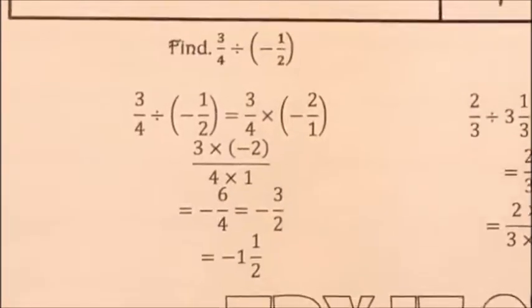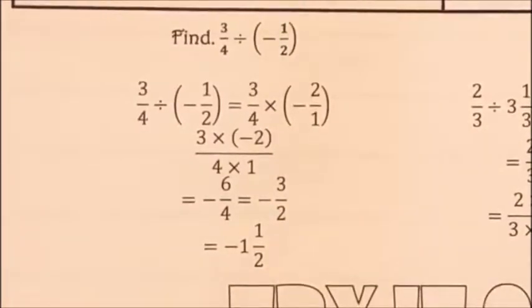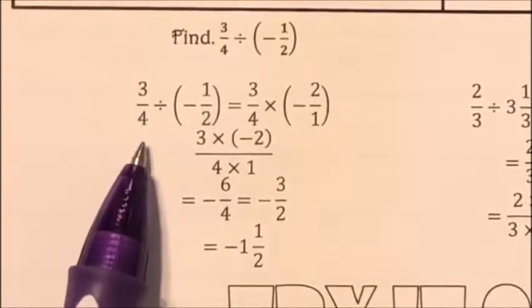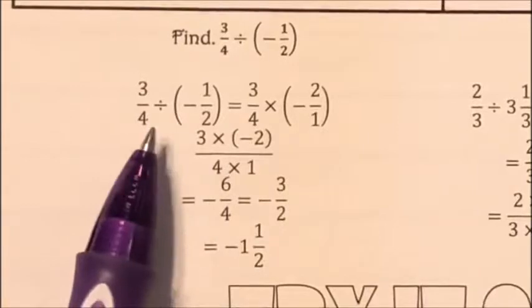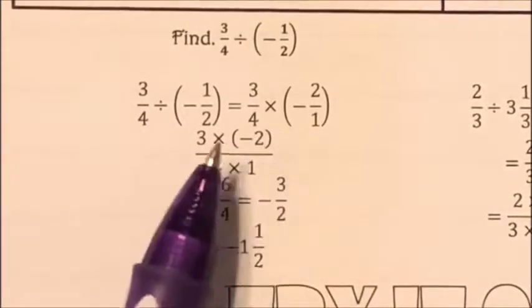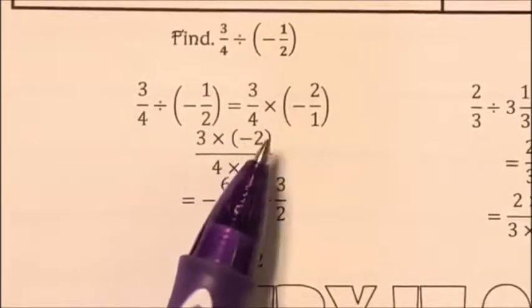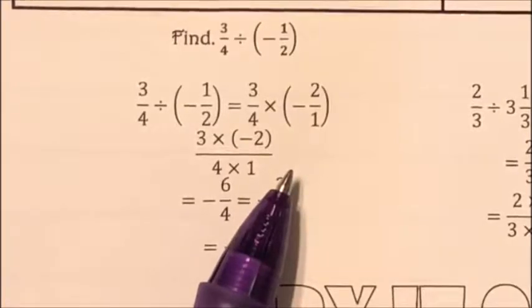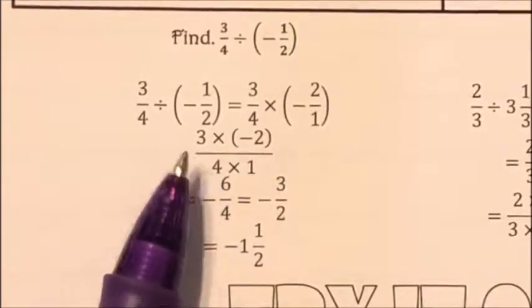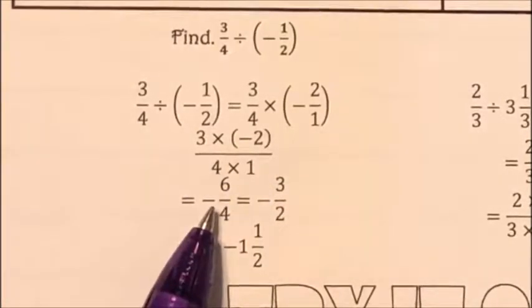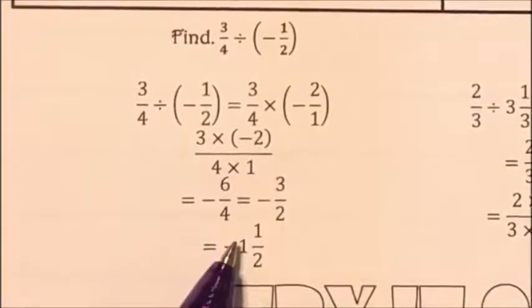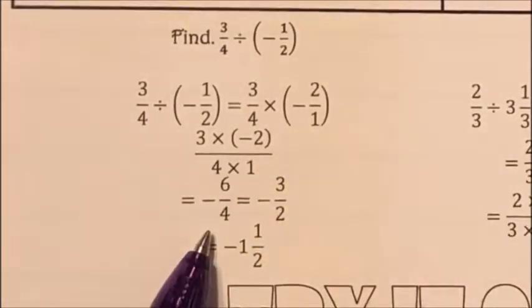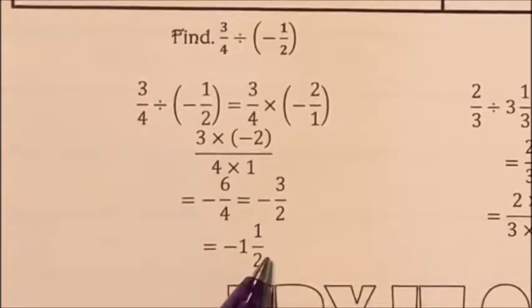Example number 1 says find 3/4 divided by -1/2. So I'm going to keep my first, change my division to multiplication, flip my second fraction. 3/4 times -2 over 1. 3 times -2 gives me -6. 4 times 1 is 4. So I get -6/4, which simplifies to -3/2, which is the same thing as -1 1/2.